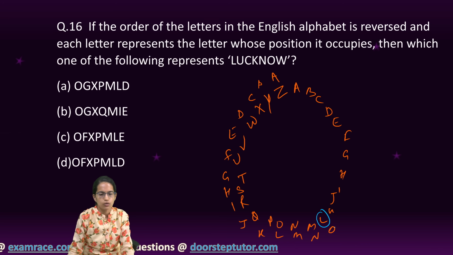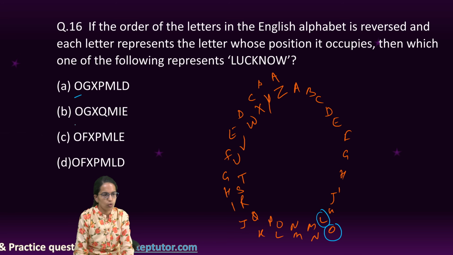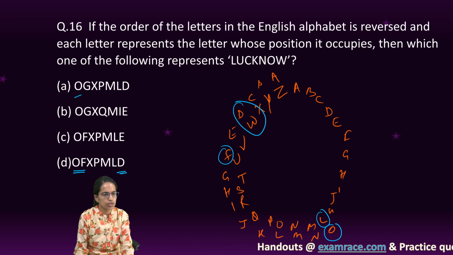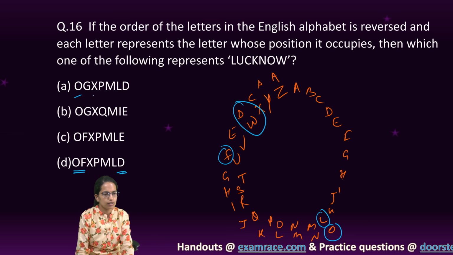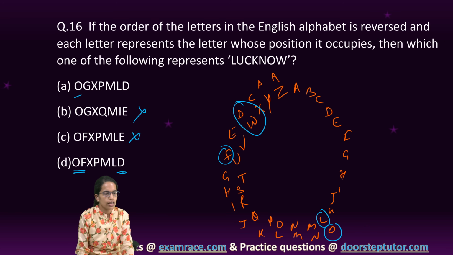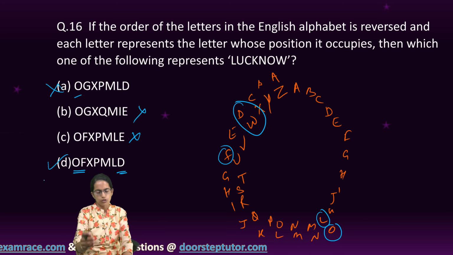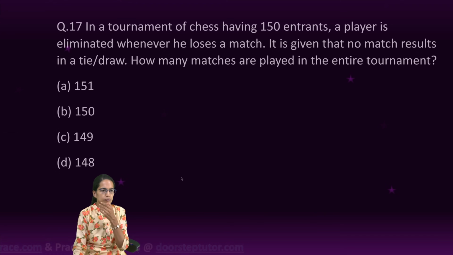So for Lucknow, L becomes O. Okay, so all the choices are O. Now LU, U becomes F. Okay, so after O it has to be F, and the last letter is W, which becomes D. So the last letter is D. Okay, so these two choices are gone, and the second letter is F. So the first choice is also gone. So D is the right choice. You need not solve all of these and you are done with the answer.